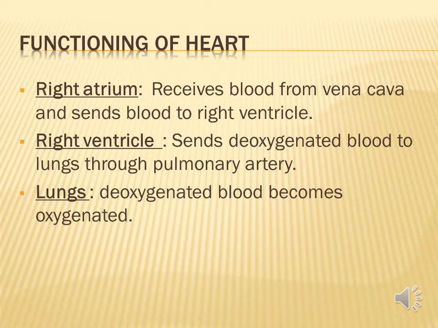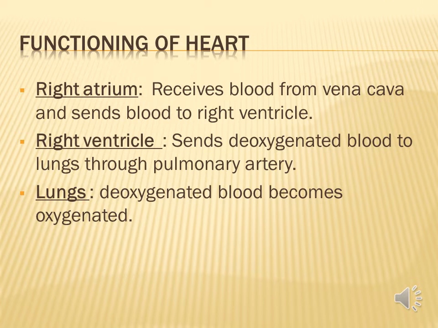So first one is right atrium. So right atrium of heart receives the blood from vena cava and sends blood to the right ventricle. After that, right ventricle sends deoxygenated blood. Deoxygenated means carbon dioxide rich blood to lungs through pulmonary artery. As you have also seen these parts, pulmonary artery, right atrium, ventricles, in the diagram of heart.